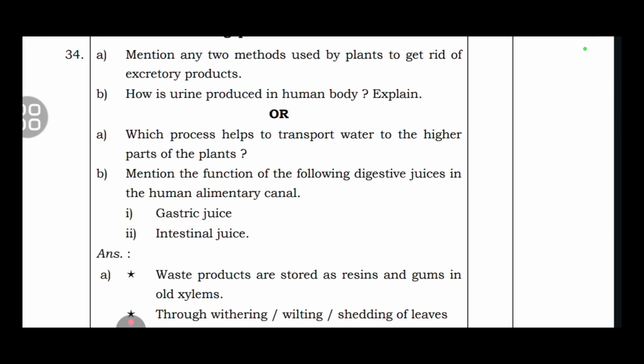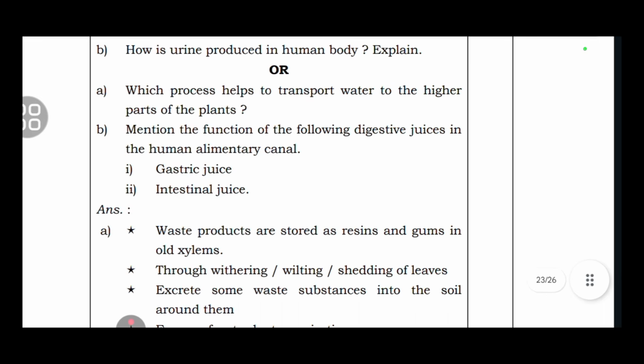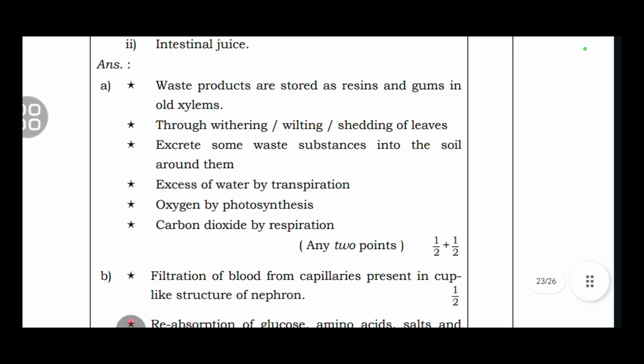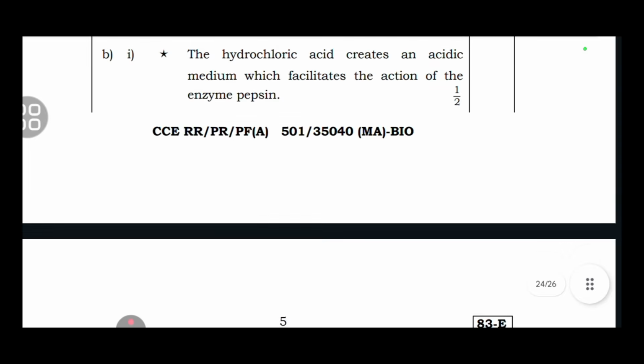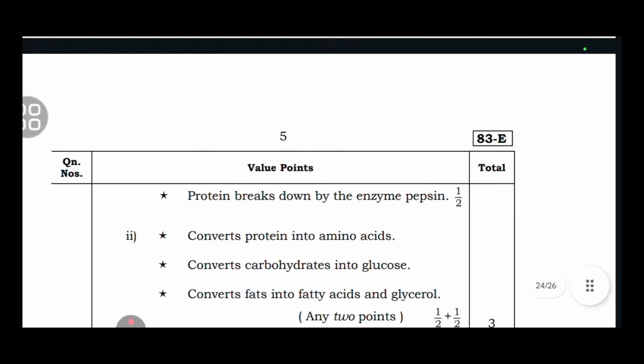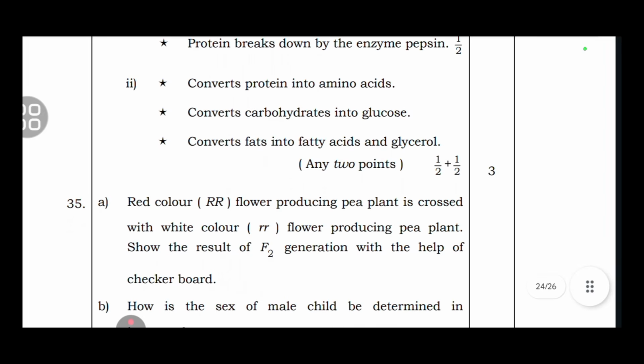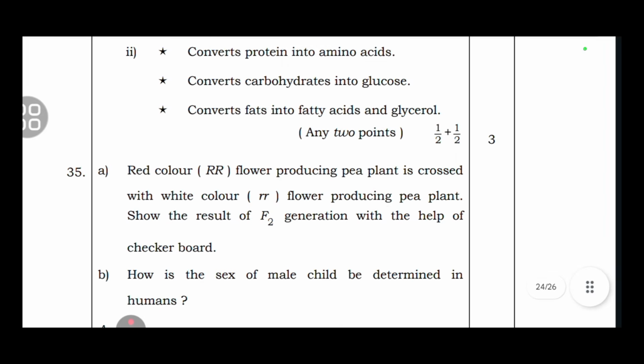The second also has an A and B distribution. Which process helps to transport water to the higher parts of the plants? B, mention the function of the following digestive juices in the human alimentary canal: gastric juice and intestinal juice. Here is the answer for the first, and here is the answer for the OR option, transpiration pull. And these are the juices produced and their functions.